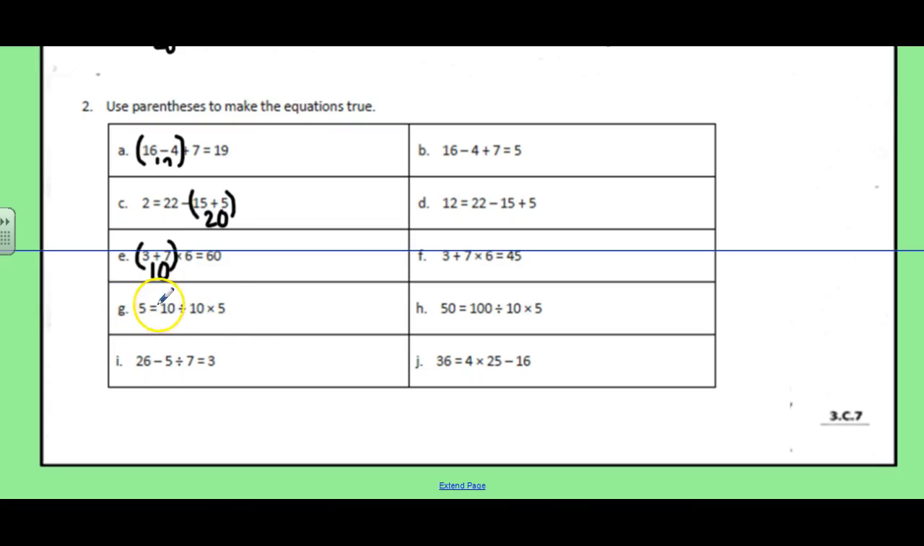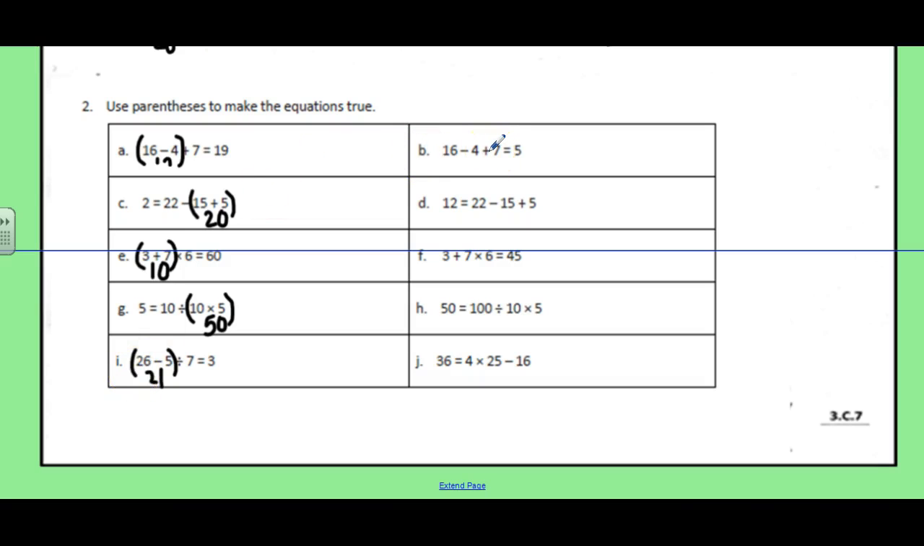For this equation, we know that it needs to be equal to 5. So if I take 10 times 5, I know that that gives me 50. And when I have 50 divided by 10, I know that that gives me 5. This next one, I'm going to take 26 minus 5, which gives me 21. And I know that 21 divided by 7 equals 3. So this is where your parentheses needed to go.